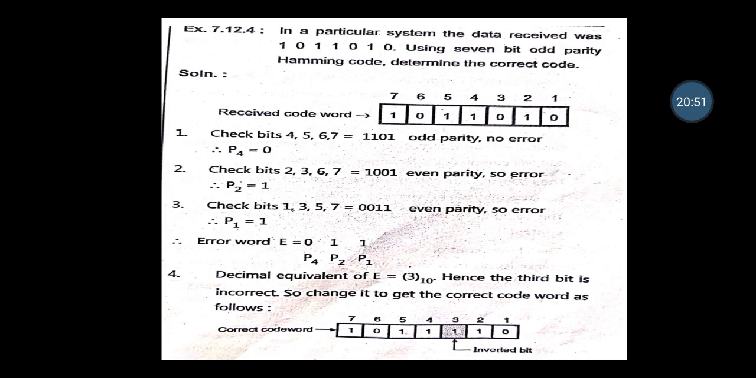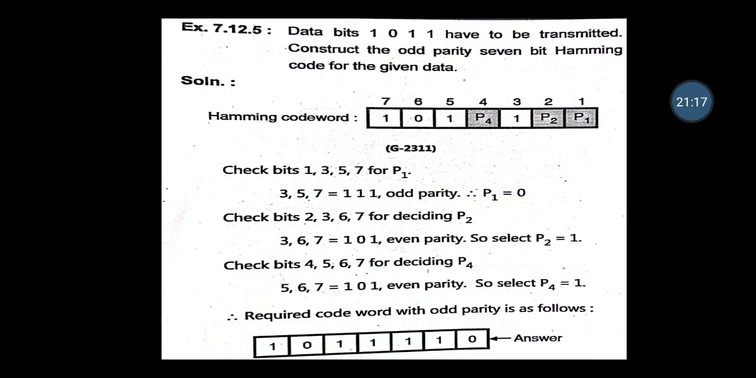Check bits 1, 3, 5, 7, 0011, even parity, so error occurs, P1 equals 1. So the error word is 011, that is P4, P2, P1. The decimal equivalent of E is the decimal number 3. The error occurs at position 3. So the inverted bit is the bit at the third position.